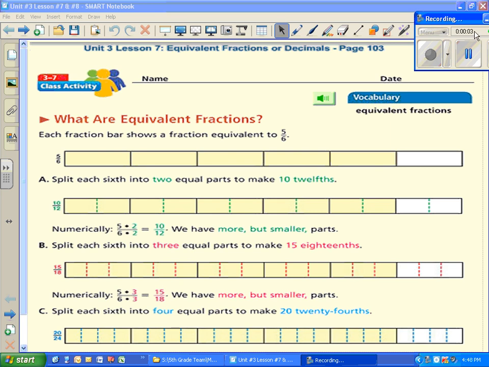Well, welcome back. We will be starting Unit 3, Lesson 7, moving on to equivalent fractions or decimals. This is page 103 in your textbook. Let's just start out by looking at what we have here, and we have what they call fraction bars.